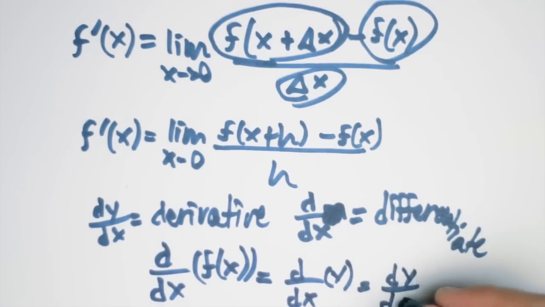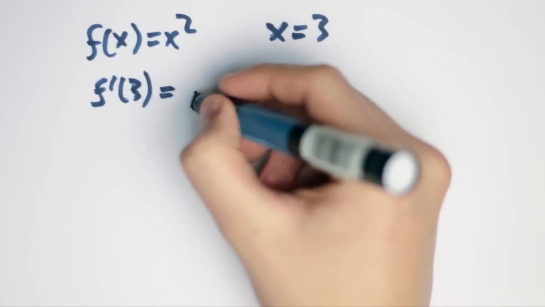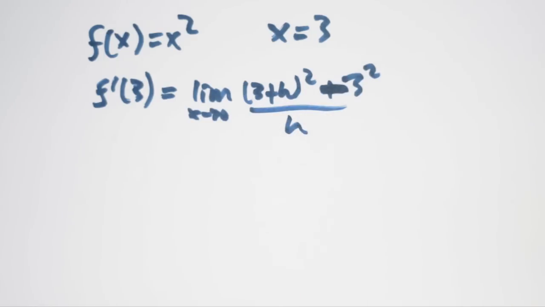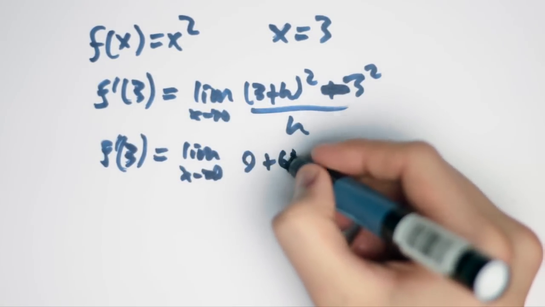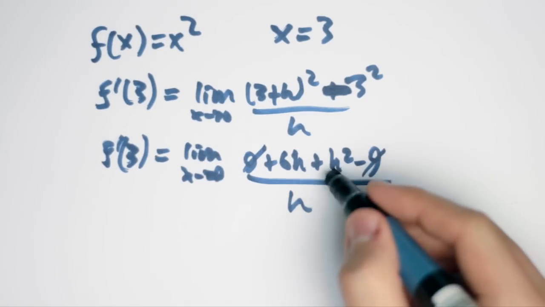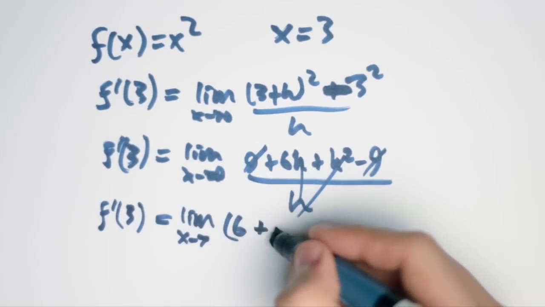Let's do an example. Say f of x equals x squared. Let's look at x equals 3. Using the formula, f prime of 3 equals the limit as h approaches 0 of 3 plus h squared minus 3 squared over h. The first simplifies, and then f prime of 3 equals the limit as h approaches 0 of 6 plus h.